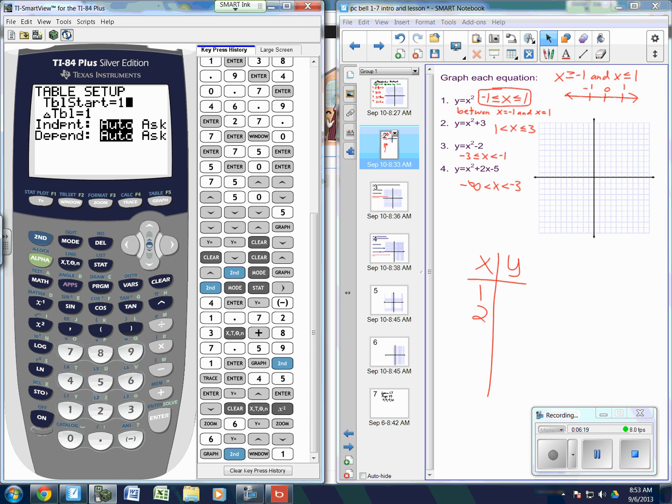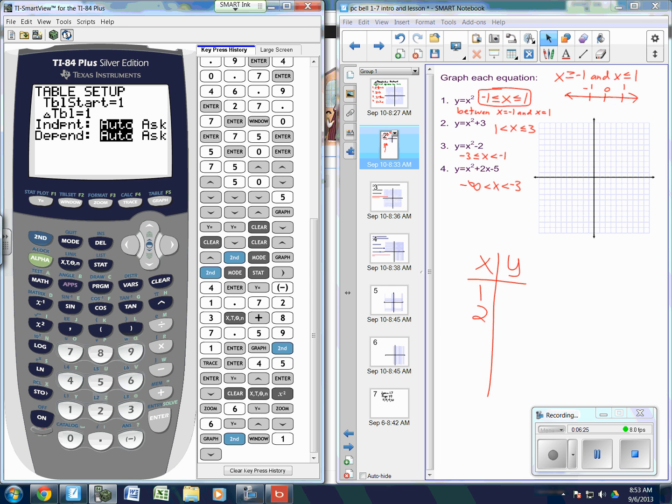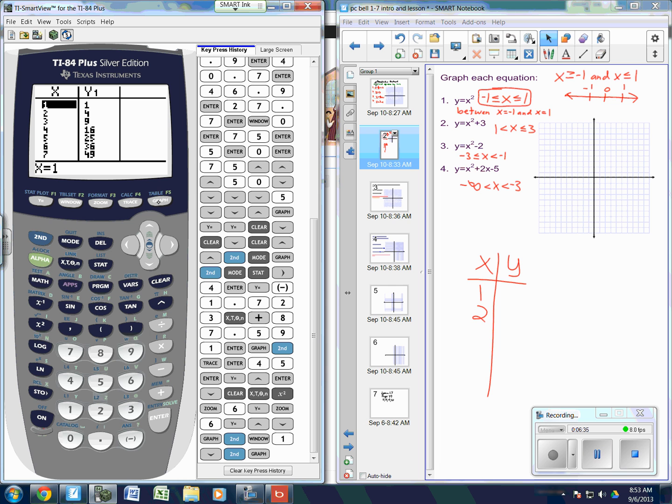I'm going to start it off at 1, and I'm going to go up in ones. See the second one? That means increment the table in ones. So now, look above the graph button. What does it say above the graph button? Table. So access your table. Second and graph. Access your table.